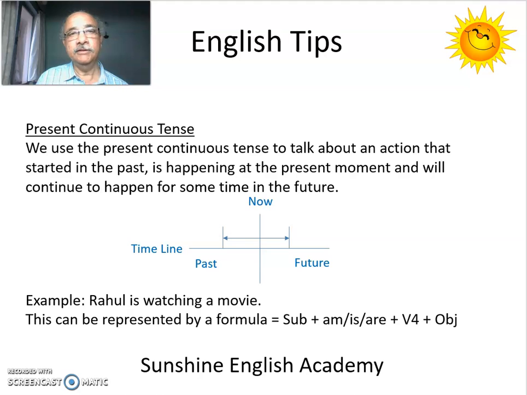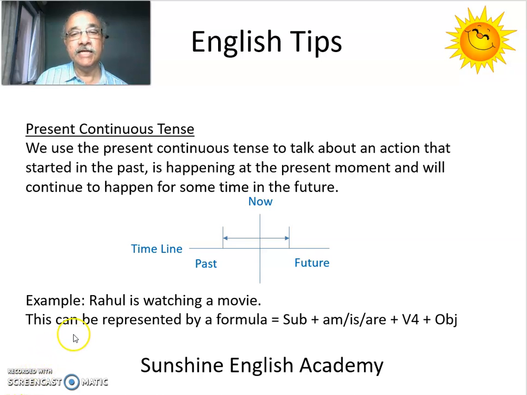The present continuous tense can be represented by the formula subject plus am or is or are plus V4 plus object. Now, this am or is or are is the be verb in the present tense form. The be verb is required to form continuous tenses.